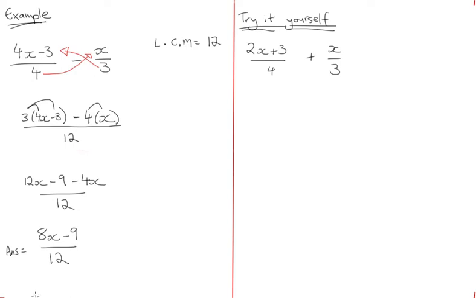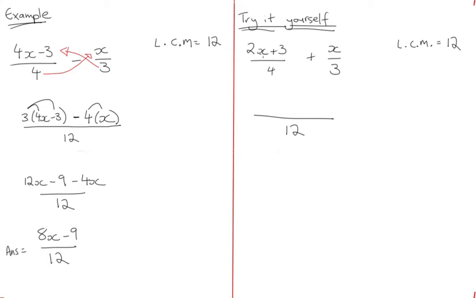Now, pause it now and have a go at this very similar question, but just beware of this plus. So pause it now and have a go. Okay, hopefully you've had a go. If you want, you can skip ahead a little bit and then you can see what the answer is, but follow along with me if you want to. So just like before, we're going to draw a big long line, and our lowest common multiplier is 12, so the bottom number is now a 12.